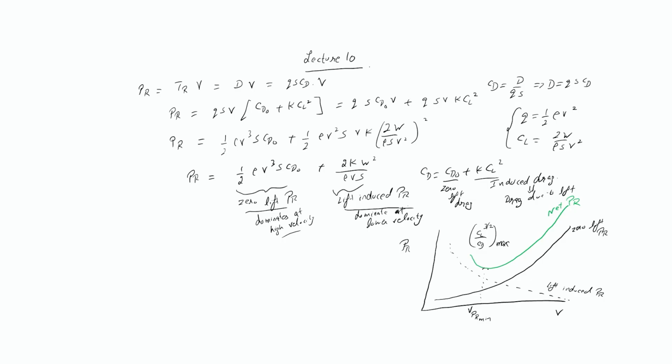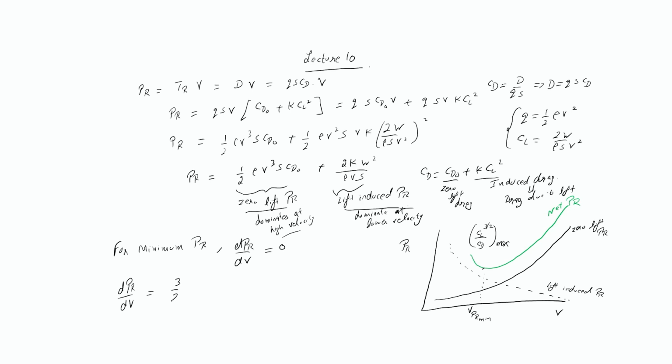For minimum power required, we can set this slope equal to 0, that is, we can do the differentiation. So for minimum power required, dPr by dV equals 0. This is our PR. Let me write dPr by dV equals, let us do the differentiation of this. We have V cube, so we get 3V square. The rest of the terms will remain the same.